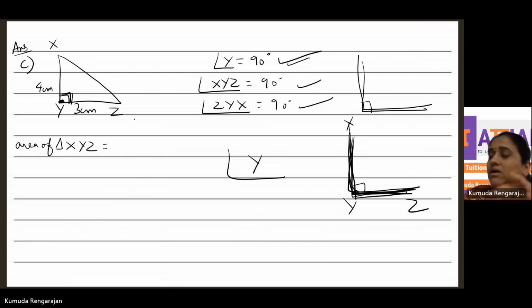So now, recalling the question I asked you, I said give a special name to this triangle. You must say that XYZ is a right angled triangle because angle Y measures 90 degrees.